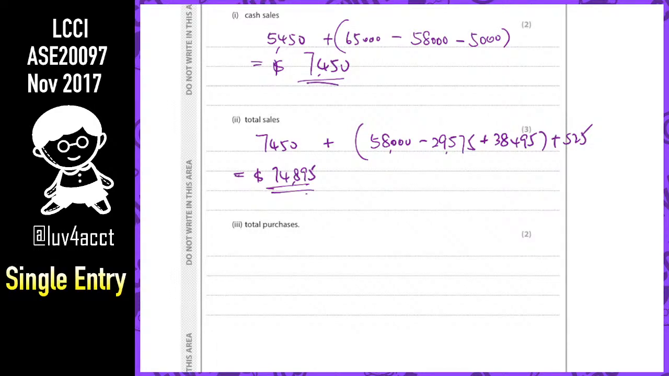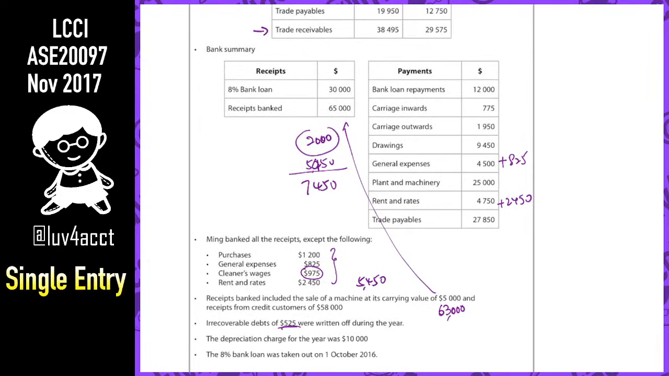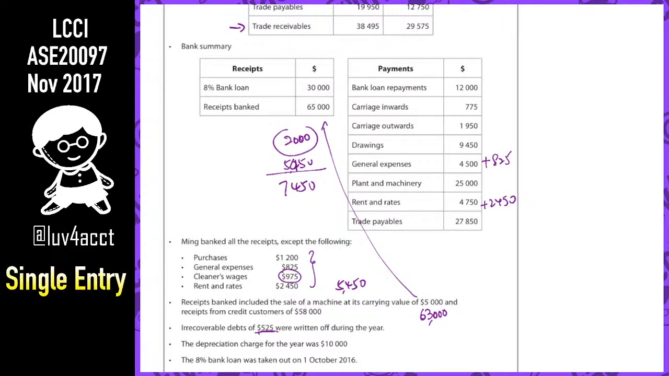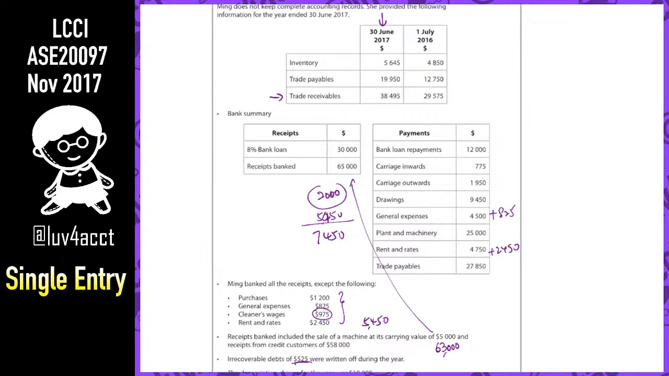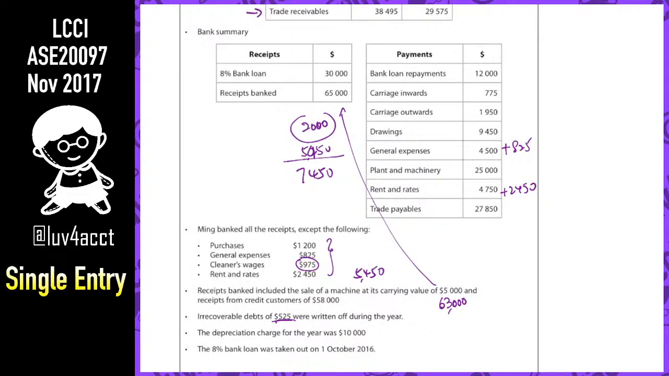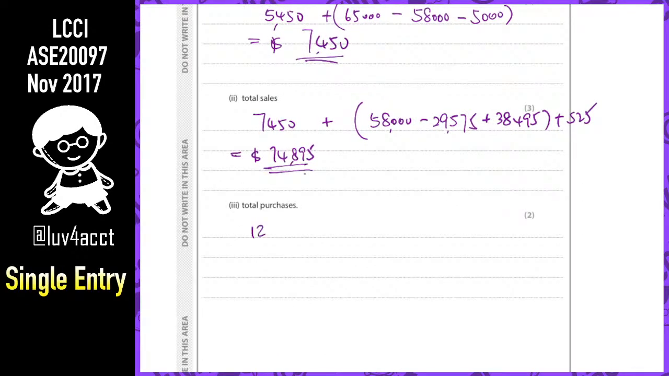Okay, so after total sales, we will continue with the total purchases. We have trade payables, 27850, and also the trade payables adjustment, and cash purchases 1,200. So let us put it here: cash purchases 1,200 plus credit purchases, which will start from the figure for the payment to trade payables. And then we will adjust.